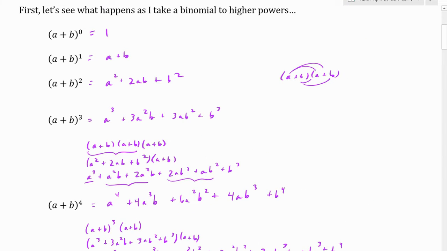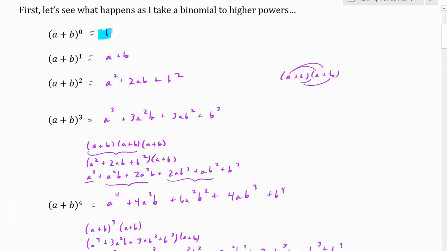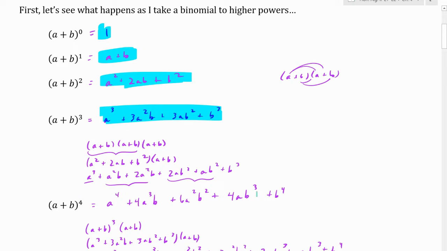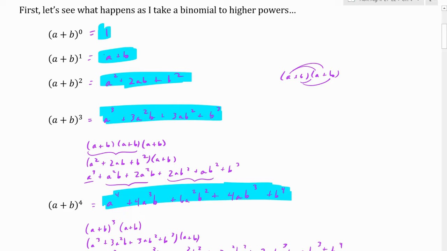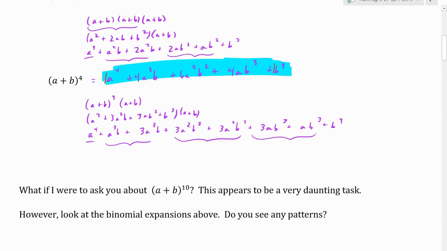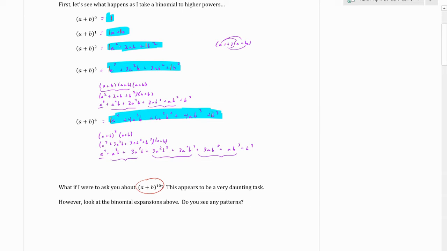Okay, so look at our answers. And particularly look at the coefficients. Put in the ones you can't see. So if I asked you what a plus b all to the 10th is, yeah, that would be kind of miserable. We don't want to do that. But there is a huge pattern. I don't know if pattern is the right word. I guess it's a pattern.